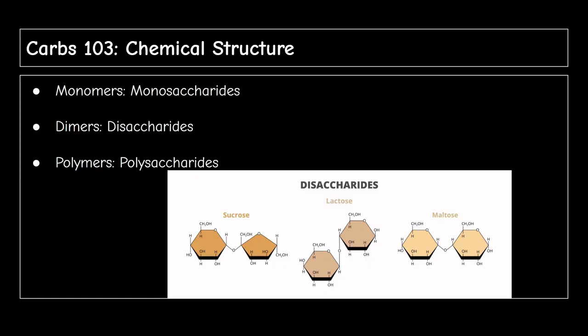Sucrose is the most naturally sweet carbohydrate. Lactose is found in dairy products mainly, and maltose is found in our grain products such as pancakes, sweet potatoes, and bread. And that's where you're going to get your malt powder from.